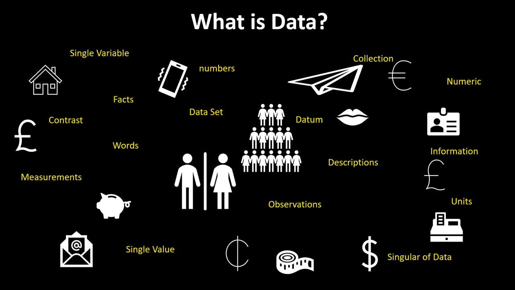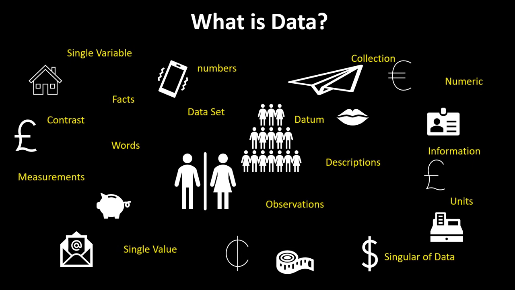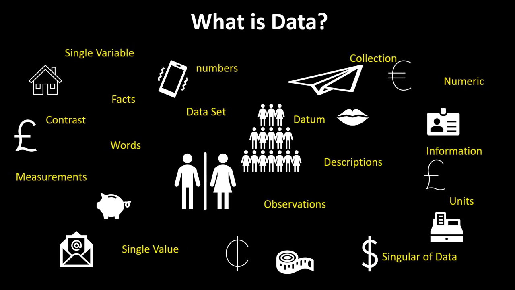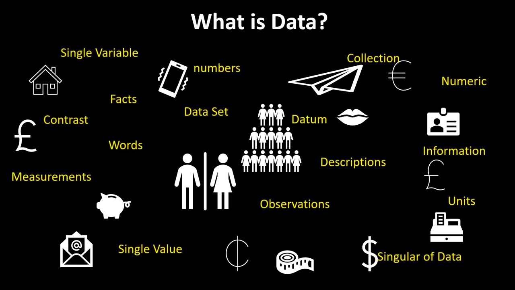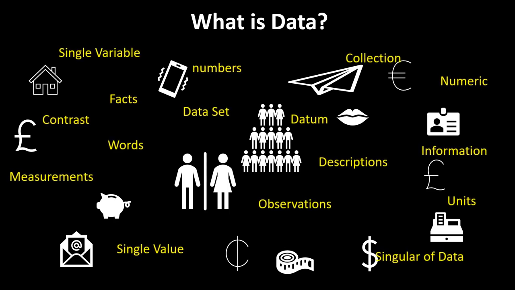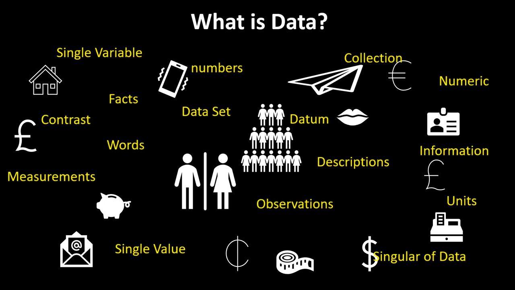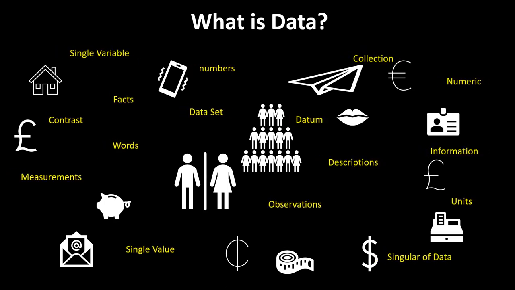Data is a collection of facts such as numbers, words, measurements, observations, or just descriptions. Data are units of information, often numeric, that are collected through observation. Data are a set of values of qualitative or quantitative variables about one or more persons or objects. In a more technical sense, a datum, singular of data, is a single value of a single variable.